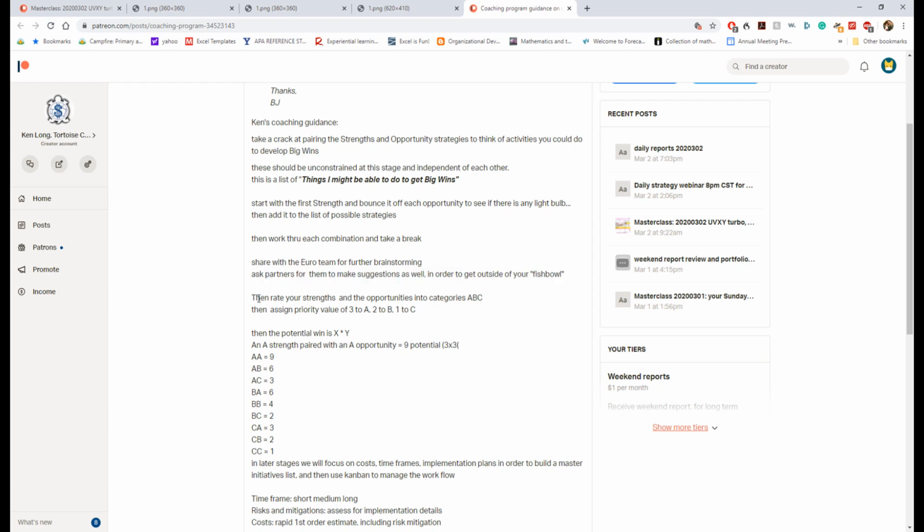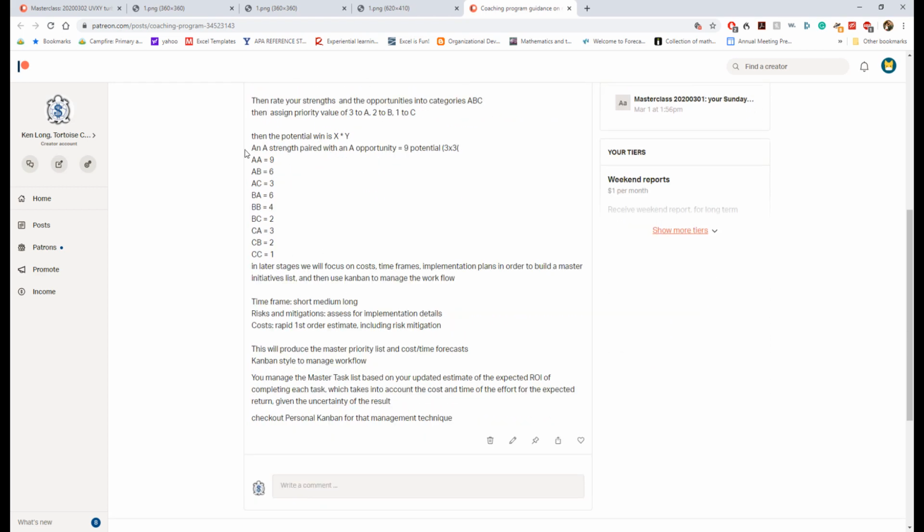Now, the next thing I want him to do is rate his strengths and the opportunities into three categories, A, B, or C, and then assign a value of 3 to an A, 2 to a B, and 1 to a C. Then when you look at pairing a strength that is an A strength against an opportunity that could be really powerful if you got the most value out of it, that's a 3 times a 3, so that has a potential payoff of 9R.